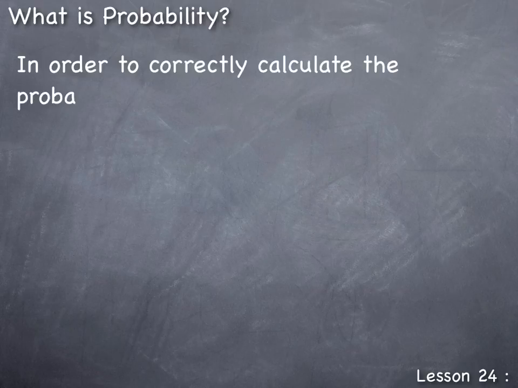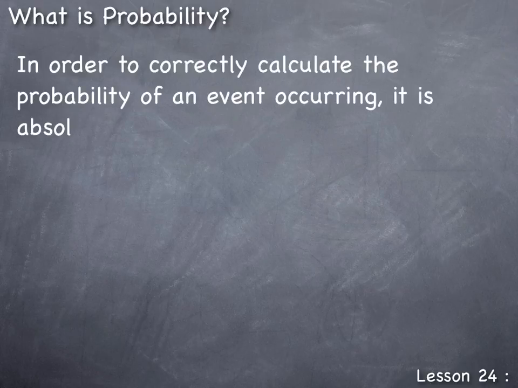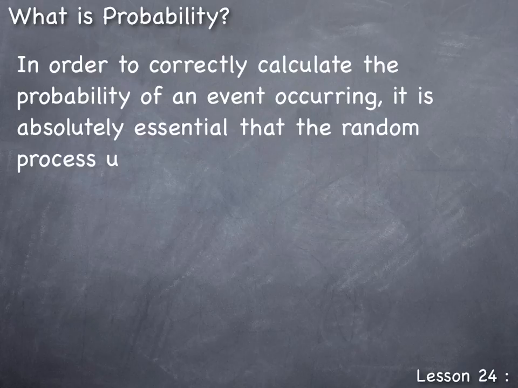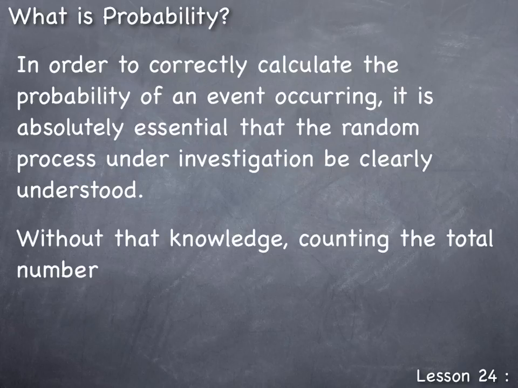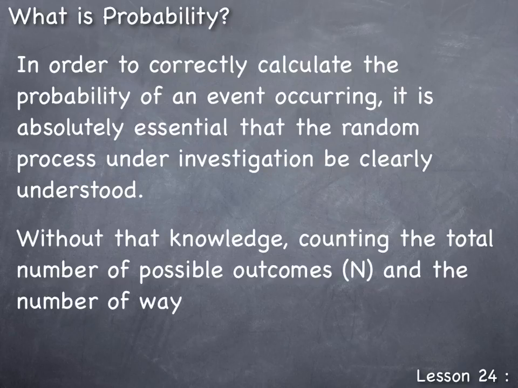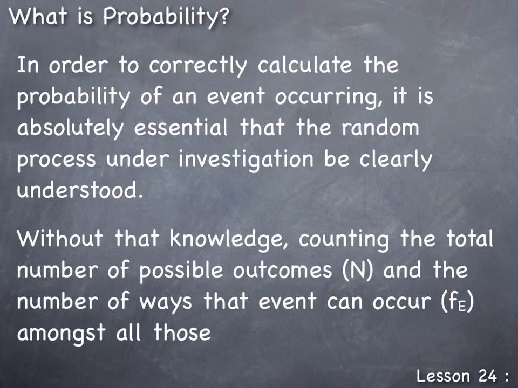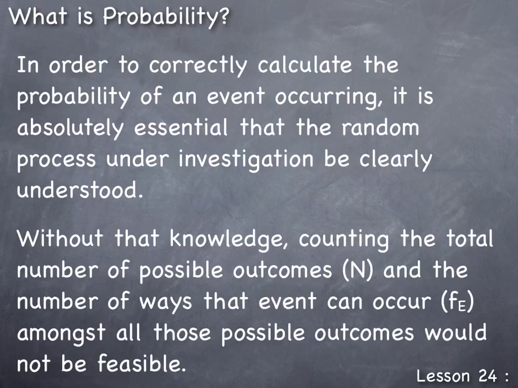In order to correctly calculate the probability of an event occurring, it is absolutely essential that the random process under investigation be clearly understood. Without that knowledge, counting the total number of possible outcomes and the number of ways that event can occur amongst all those possible outcomes would not be feasible. The following examples are designed to demonstrate this relative frequency or proportion approach to calculating probabilities.